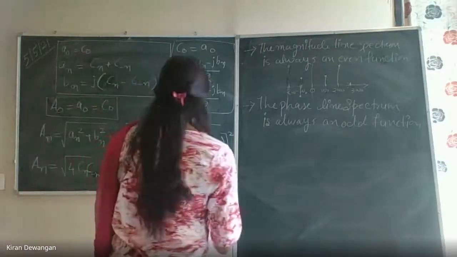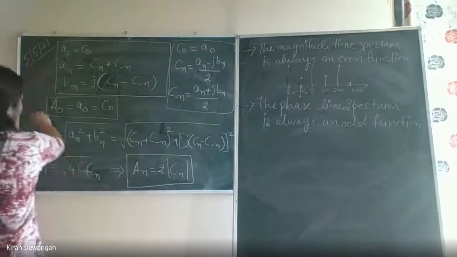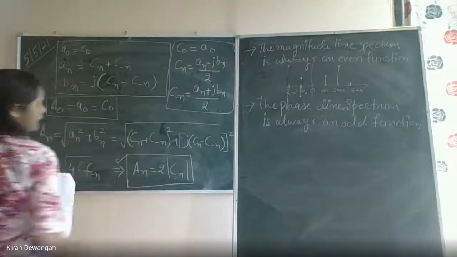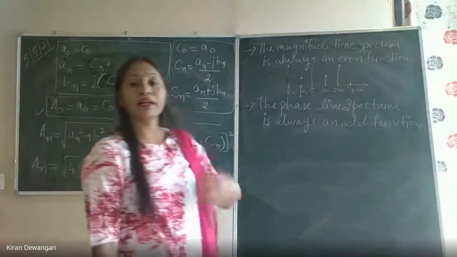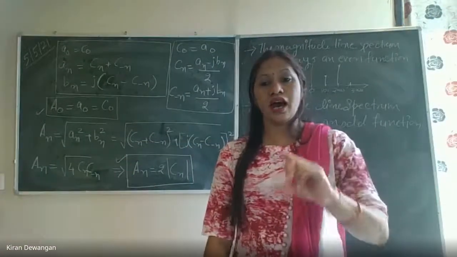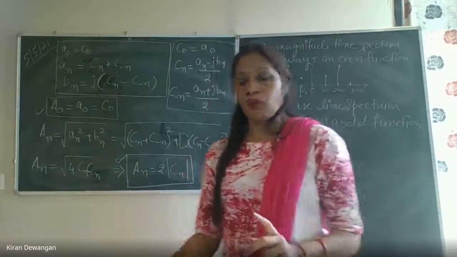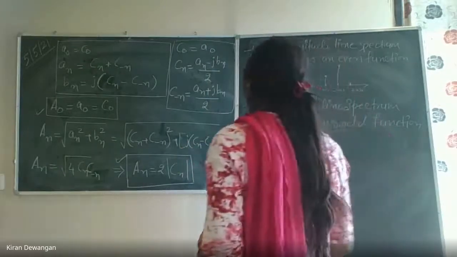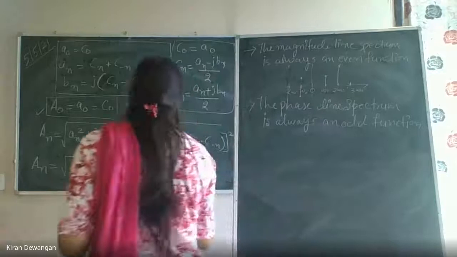And finally, these are the results of A naught and An. So we have interrelated, as we have seen, all the three forms of Fourier series are interrelated to one another. Okay? Now coming to the Fourier spectrum again.